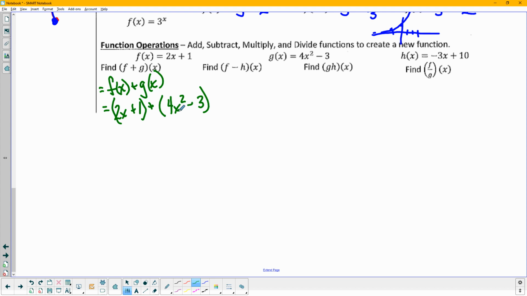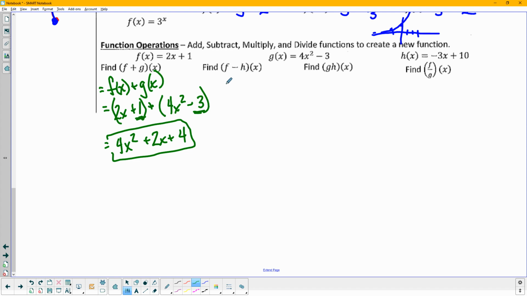So what do we get out of that? What are we accomplishing here? Well, I just have a polynomial. I've got one set of like terms, the plus 1 and the minus 3. The other ones are just going to stay there. I've got 4x squared plus 2x, and it's going to be plus 4. And that's f plus g of x.